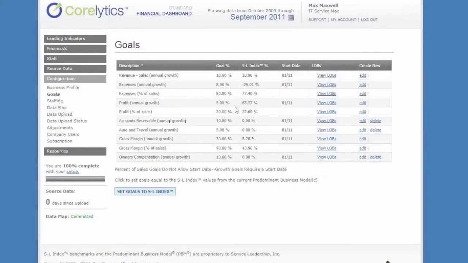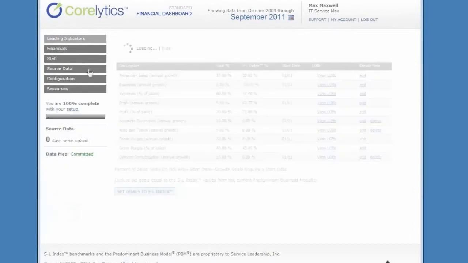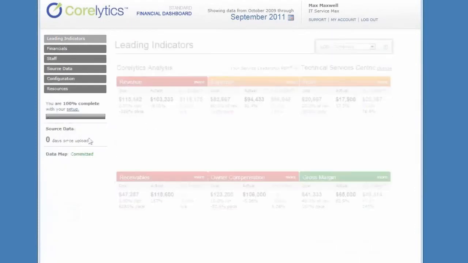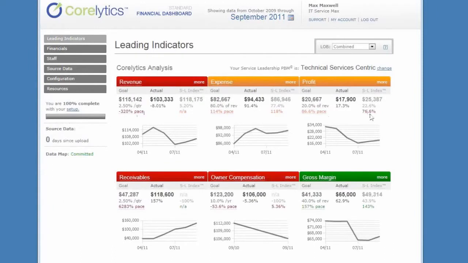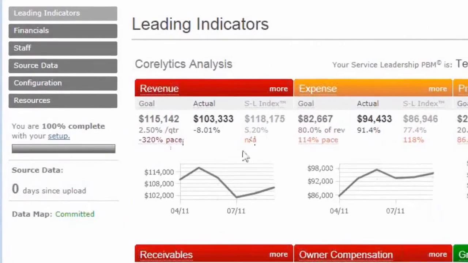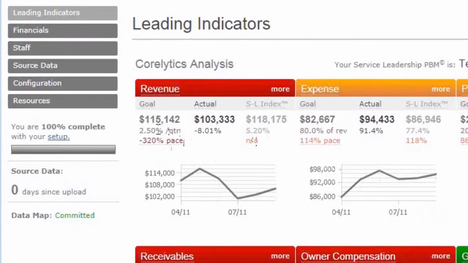When you're done setting the goals, you've got your data mapped, and you come back and look at the leading indicators, you probably have a little bit of a different picture at this point. I'll go into this a little deeper.